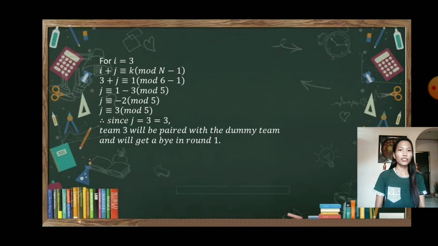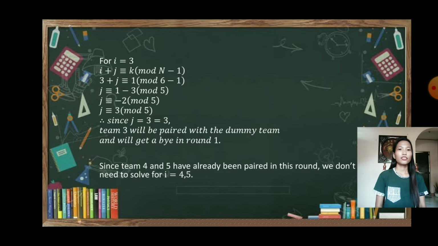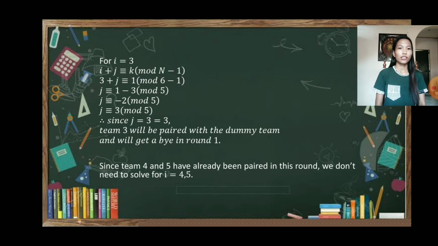Of course, the rule here is that once the value of j and the value of i are the same, it means the dummy team that we added is the one placed in the round robin. This means Team 3 will not play in round 1 because there is no one to pair with. Since Team 4 and 5 have already been paired in this round, because Team 4 was paired with 2 and 5 was paired with 1, we don't need to solve for i = 4 and 5.